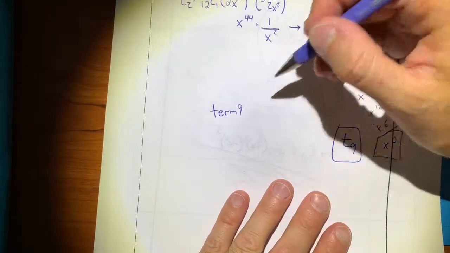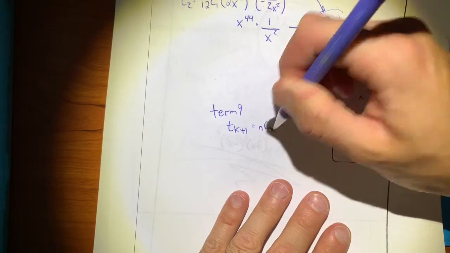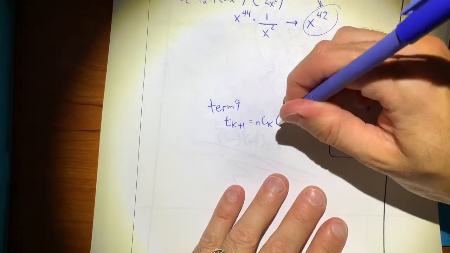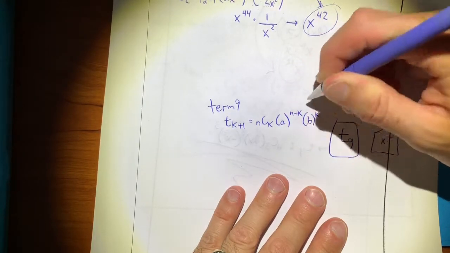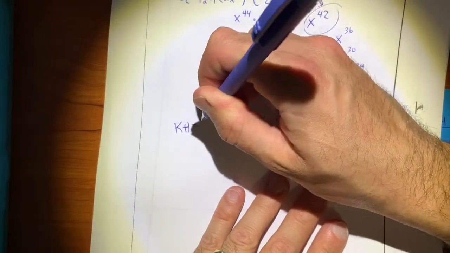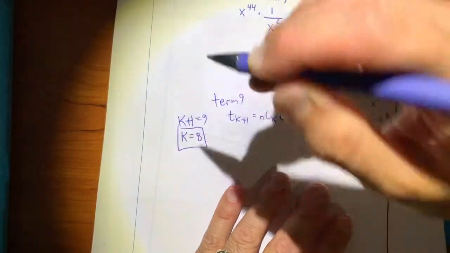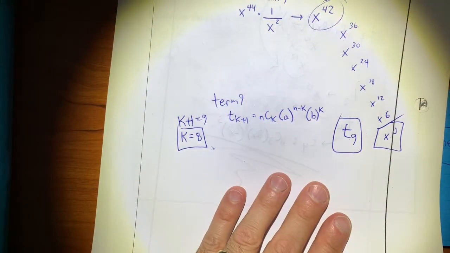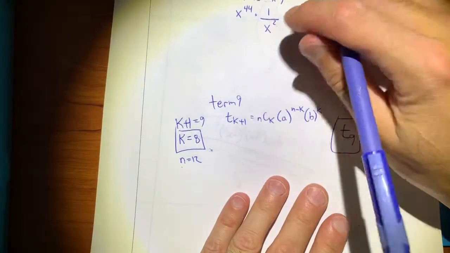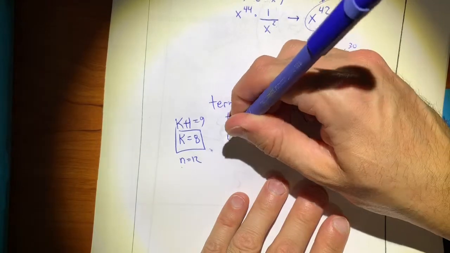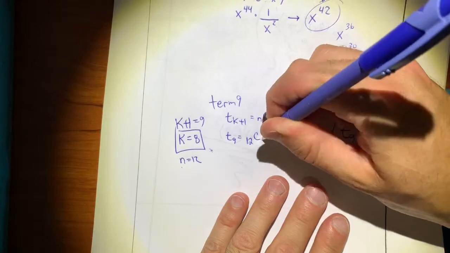remember your general term equation is t sub k plus 1. You already forgot, didn't you? That's why we're going to write it out. It's nCk a to the power of n minus k b to the k. Finding term 9, so k plus 1 equals 9, and then k equals 8. Don't forget that step. N is 12. Your a term, we know what it is, so we're just going to start writing it. Term 9 equals, so n is 12, C, k is 8.